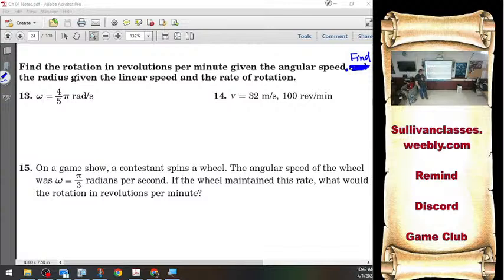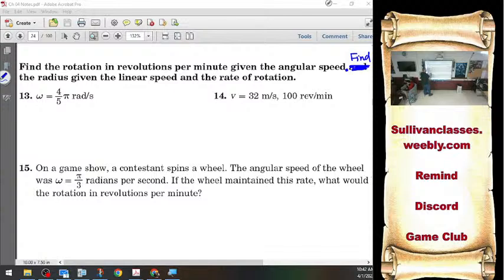Find the rotation in revolutions per minute when given the angular speed. Find the radius when given angular and linear speed. So remember the portal, the gate: 1 radian is 1 radius. So if they give me angular speed and linear speed, they can meet in the middle to find the radius.